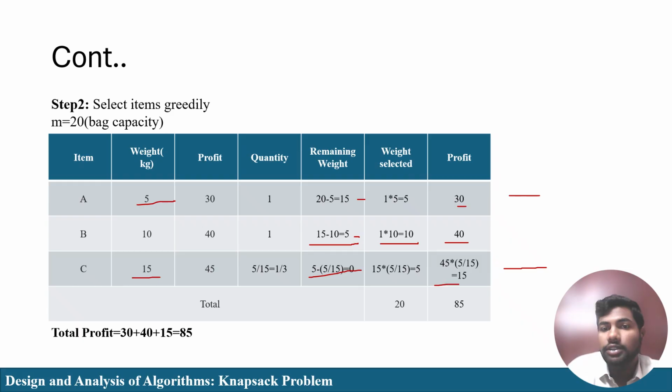Therefore, the profit is 15. So, the total profit achieved from greedy by weight is 85.